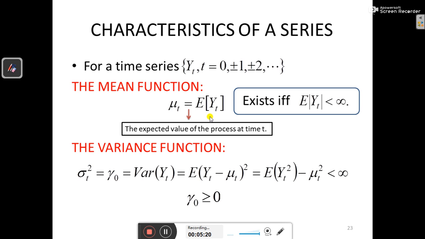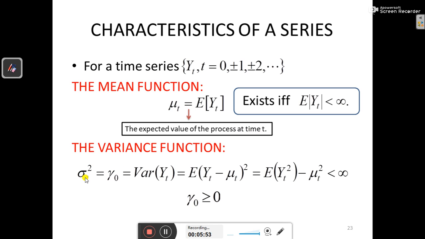Here you can see some characteristics of a series. For a time series yt, t equals 0, plus or minus 1, plus or minus 2, and it goes on. So what is the value of yt? In the time series, the mean function is mu t equals E of yt. E means expectation of yt, which exists if and only if the expectation of yt is less than infinity, meaning the expected value of the process at time t.